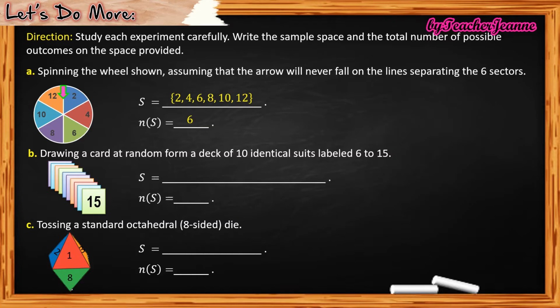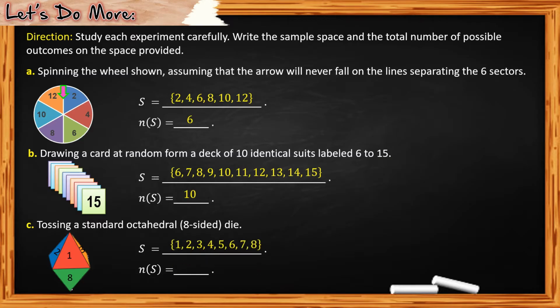For letter B, drawing a card at random from a deck of 10 identical cards labeled 6 to 15. The sample space is 6, 7, 8, 9, 10, 11, 12, 13, 14, 15. The number of possible outcomes is 10. And for the last, letter C, tossing a standard octahedral or 8-sided die. We have the sample space 1, 2, 3, 4, 5, 6, 7, 8. So the number of possible outcomes is 8.